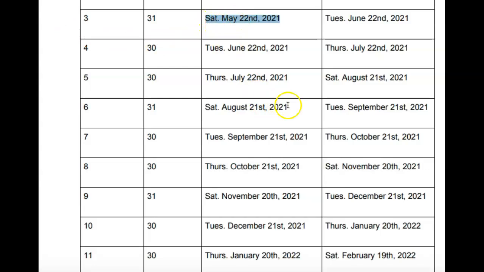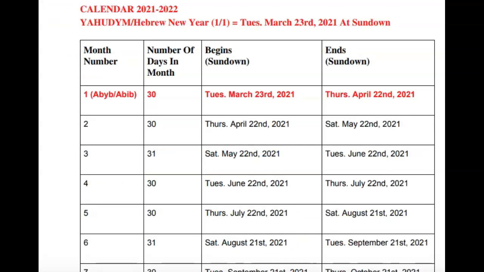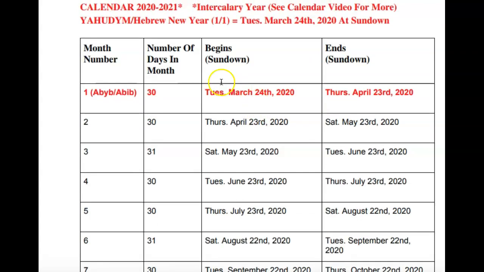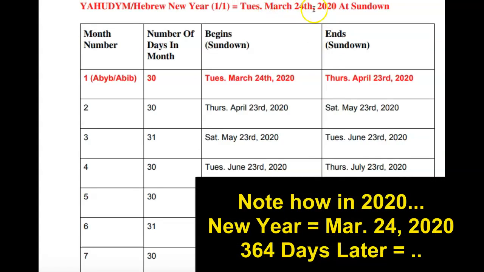So you see right here, they all begin on the same day of the week for months 3, 6, 9, and 12 respectively. And again, notice also how this is a 364-day calendar. Now, with the exception of an intercalary, which is an extra week inserted in order to keep the appointed times synced to the seasons, as we've gone over with Brashith, Genesis chapter 1, verse 14. If you take a look at our calendar that was done back in 2020, for the current year that we're in, actually, notice how it began as of March 24th, 2020, this year when the sun went down.